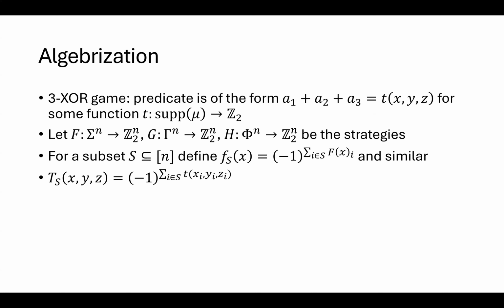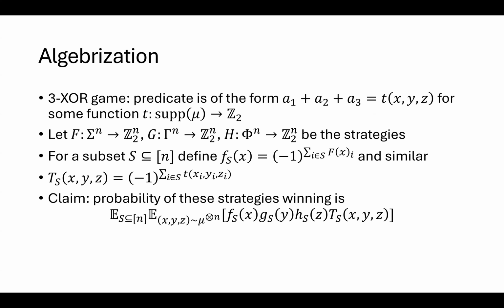Now for a subset S of [n], define the parity function f_S to be -1 to the power of the sum of f(x_i), where the subscript i means f(x) restricted to the coordinate i, and you sum over all i in S. And let t_S(x,y,z) be -1 to the power of t summed over coordinates in S. It is not hard to check that the following relation holds.